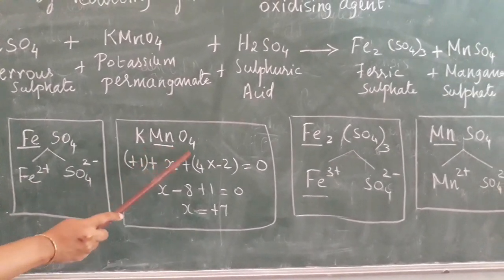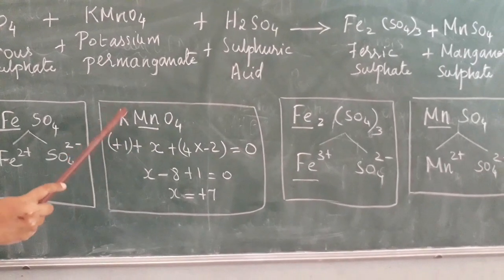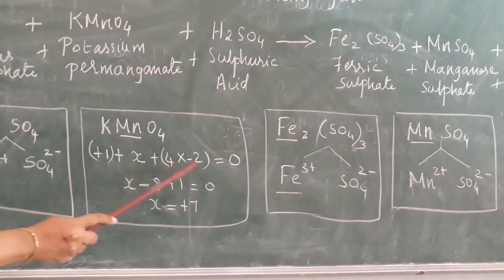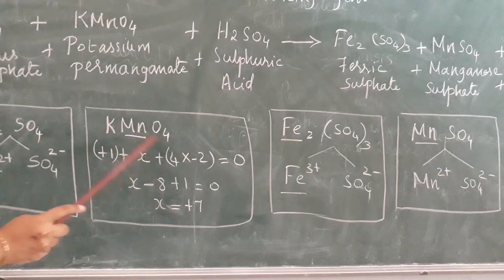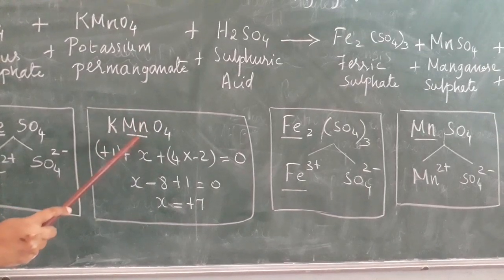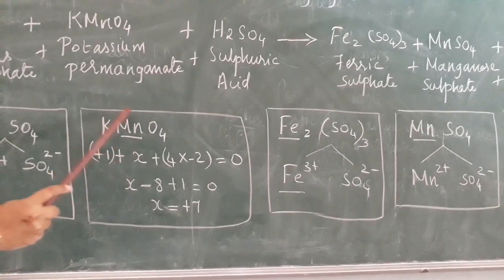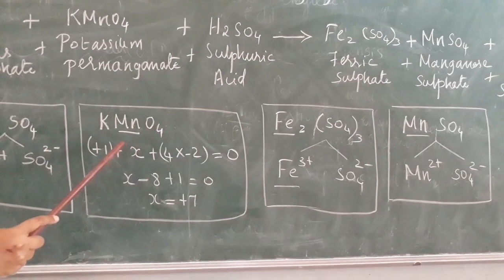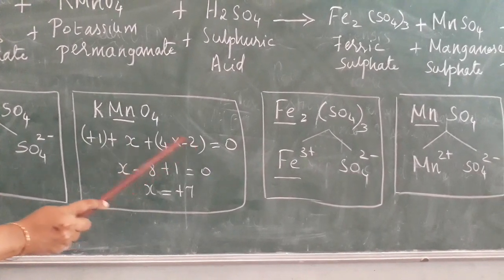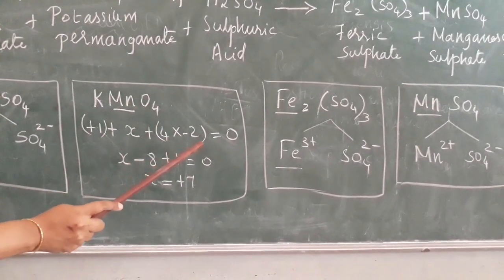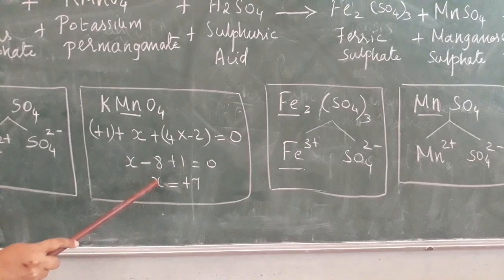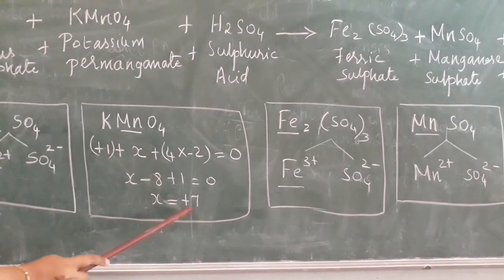Next, in potassium permanganate, from the rule, potassium is an alkali metal. Alkali metals mean +1. Oxygen is given as -2. So from the rule, we can get the oxidation number of potassium and oxygen. But we have to find out the oxidation number for manganese. So I put X for manganese, and it is a molecule. Molecule means the oxidation number for the molecule is 0. So 1 plus X plus 4 into -2, that is 4 oxygen. So 4 into -2, we get X minus 8 plus 1 equals 0. X, which is the oxidation number of manganese, is equal to +7.